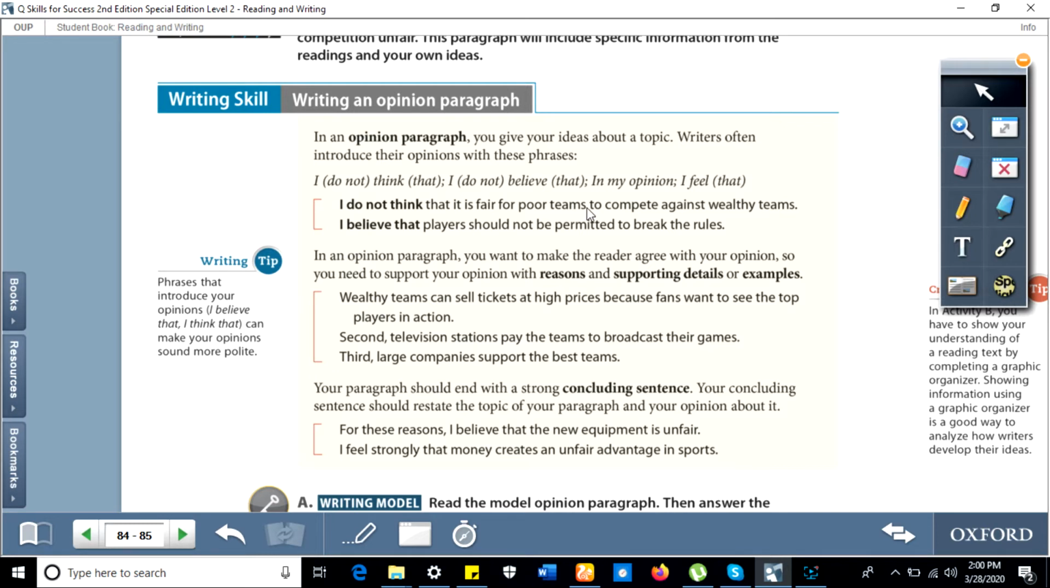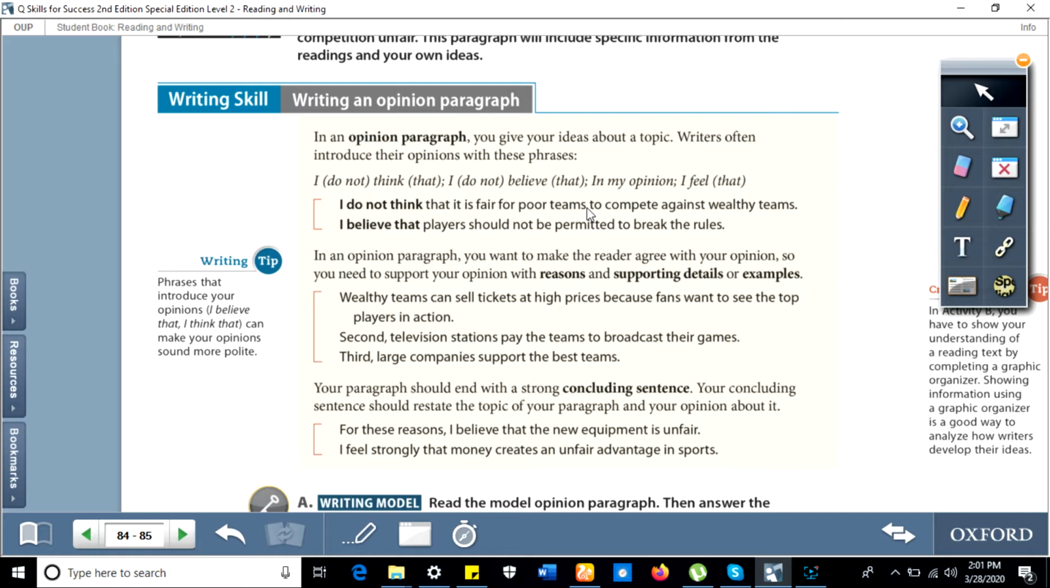We write opinion paragraphs when we actually want to talk about the topic with our own point of view. When we want to give our own ideas about the topic and what we think and what we really want to talk about, then we usually use this technique in a paragraph.